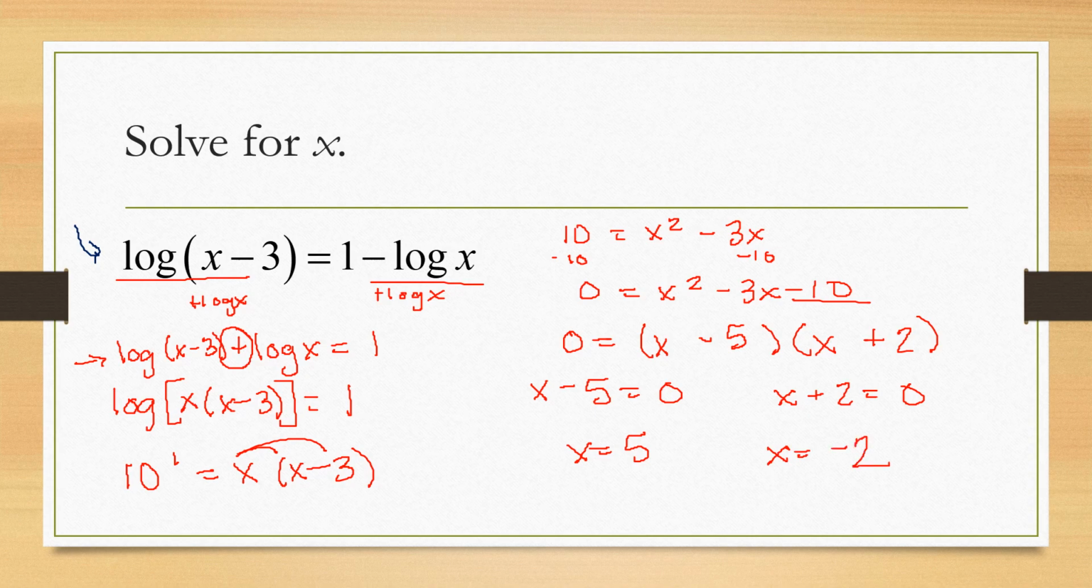Now if I put this back into the equation, 5 minus 3 is 2, and this would just be log of 5. So this one's good. This might be good too. Let's find out. -2 minus 3 is -5, and I can't have an argument that's negative, so I'm going to reject this answer. And my only answer is x equals 5.